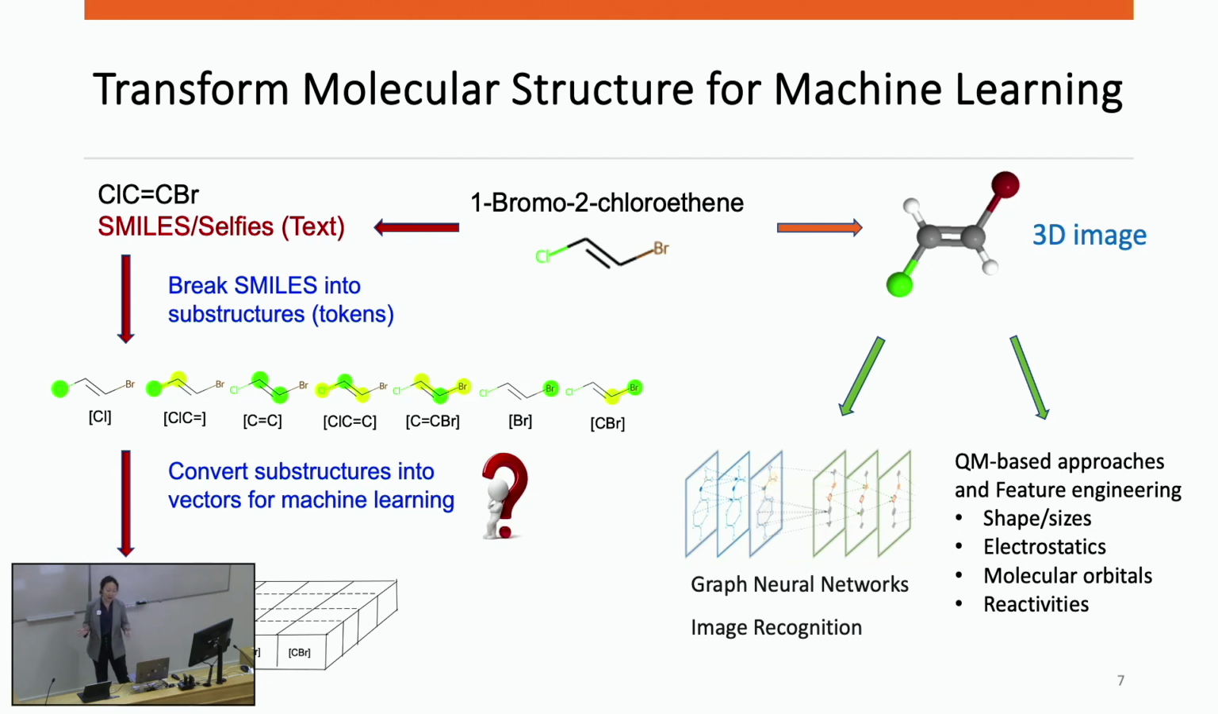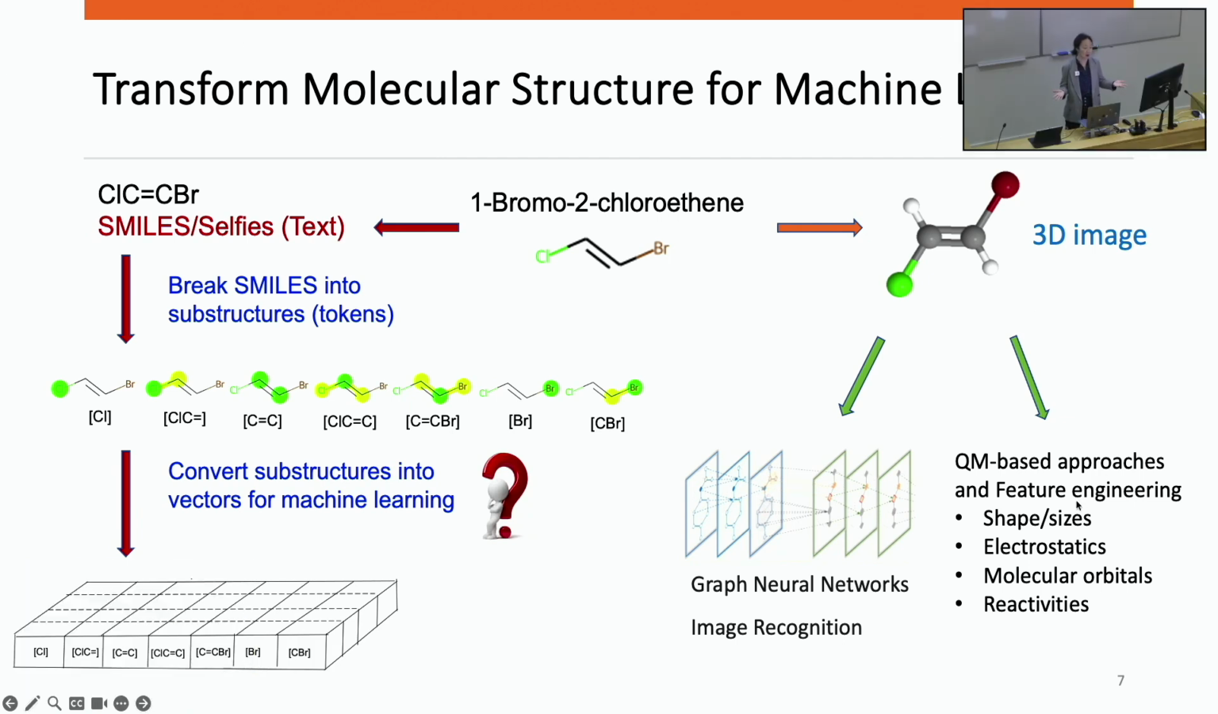If we think about the various ways we can convert molecular structures for machine learning, on one side we can use images, which can be used for QM calculations and feature engineering. We can also treat them as images and use GNNs and image recognition techniques. And we can convert those structures into text sequences, such as SMILES and SELFIES. There are ways to break those SMILES into substructures and convert them into vectors for machine learning. Molecular fingerprints are one of the traditional ways to convert SMILES for machine learning.